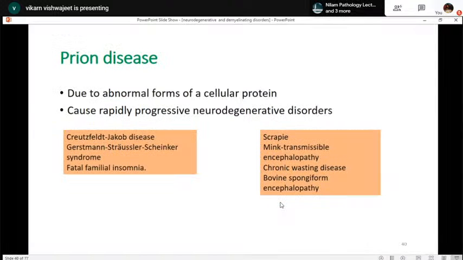So coming to the next part, that is prion disease. Prion disease is a very rare condition, and it is due to abnormal forms of a cellular protein. It has a rapidly progressive course, and the human prion diseases include Creutzfeldt-Jakob disease, Gerstmann-Sträussler-Scheinker syndrome, and fatal familial insomnia. While diseases like scrapie, chronic wasting disease, and bovine spongiform encephalopathy are described in animals.